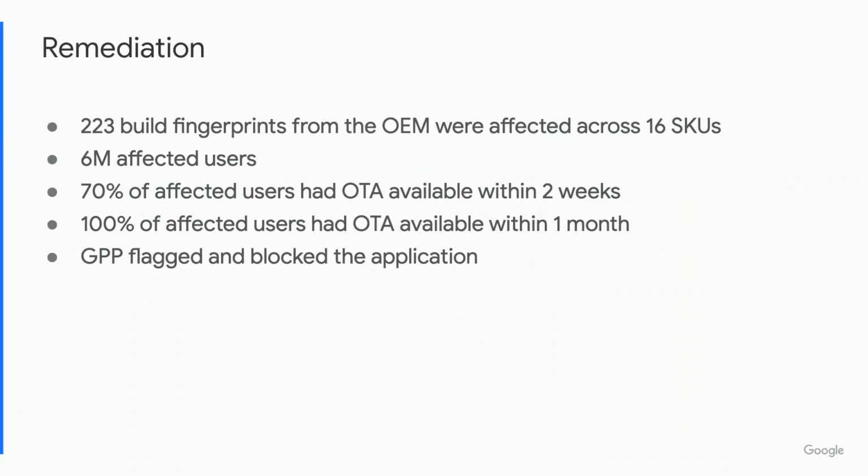We found this the very first day that OEMs began submitting to BTS, but because BTS was a newer thing, it had already gone out in some devices in the wild. So it did end up affecting 223 different build fingerprints. The build fingerprint is basically the ID for an exact firmware image, across 16 different SKUs with about 6 million affected users. But what did give us hope is that 70% of those affected users did have an OTA update available within 2 weeks, and 100% had one available within 1 month.